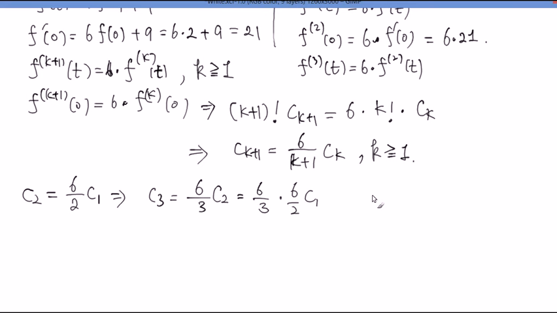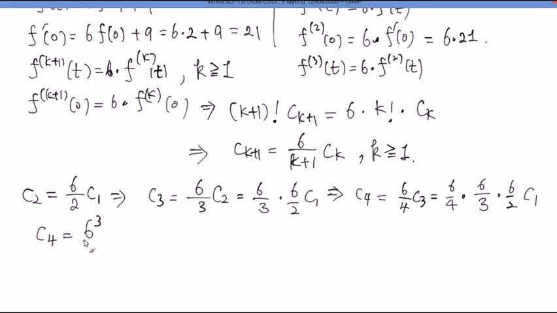Correct? Let's do C4. Hope you get the pattern. And this number, k plus 1 and k plus 1, they're always the same. So 4 and 4 down there. And k plus 1 and k, 1 less, so C3. Good. 6 divided by 4 times, what is C3? Here, right? 6 over 3, 6 over 2, C1. Okay, so that's C4. So let's write down C4. So there's a third power like that. And there's a 4 factorial there, right? And with C1. That's the formula.